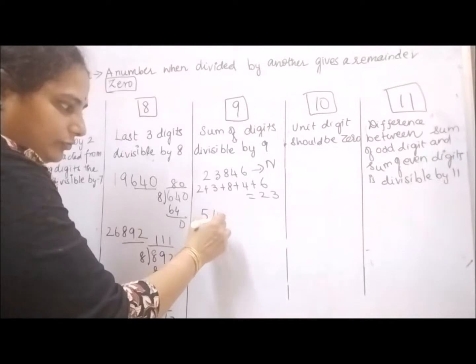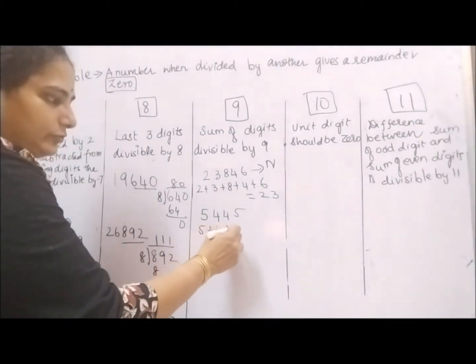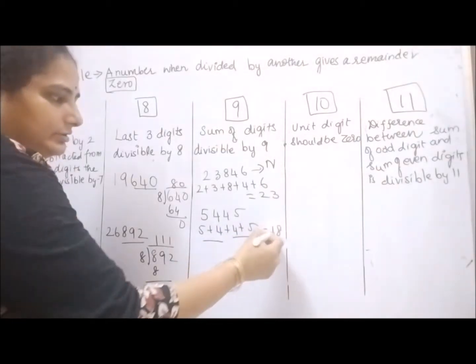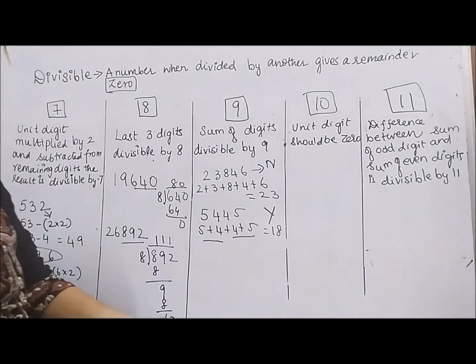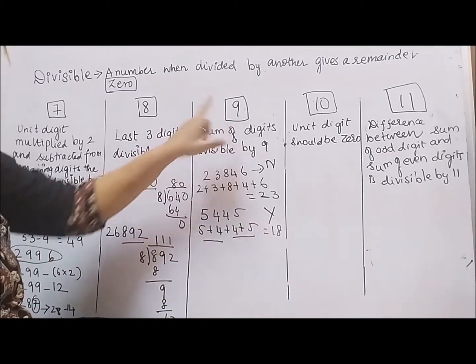So this is not divisible. 5, 4, 4, 5. So 5 plus 4 plus 4 plus 5, 9 plus 9, 18. That means yes, this entire 5, 4, 4, 5 is divisible by 9.